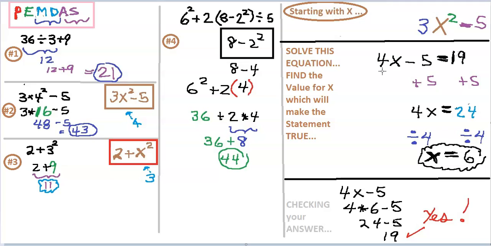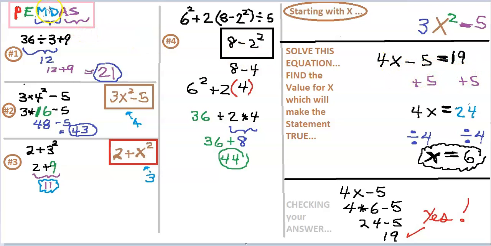That being said, if you wanted to take an expression that's already been created, 4x minus 5, and you'd like to strip away everything but the x, we're going to do the process in reverse. So the first thing we're going to do is add and subtract. So we're going to add 5 to isolate the 4x. So we add 5 to both sides.